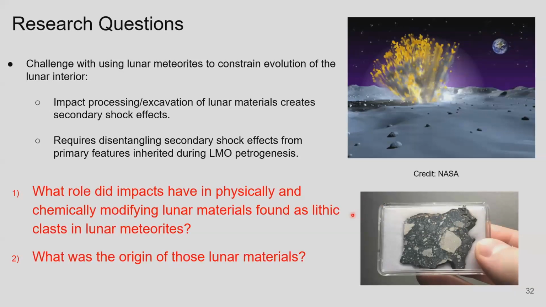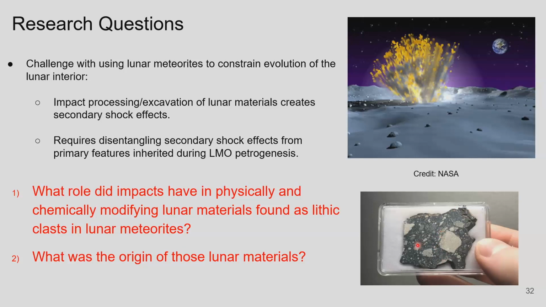So my two questions for my research are, question one, what role did impacts actually have in physically and chemically modifying lunar materials we find as these lithic clasts in lunar meteorites? How have they been altered, and what were they like before they were altered?